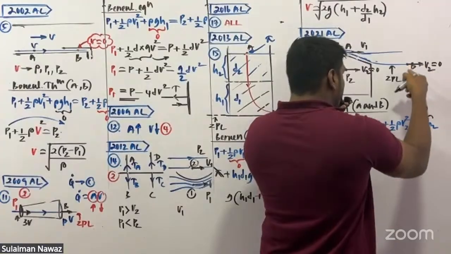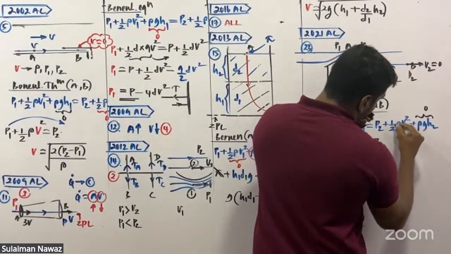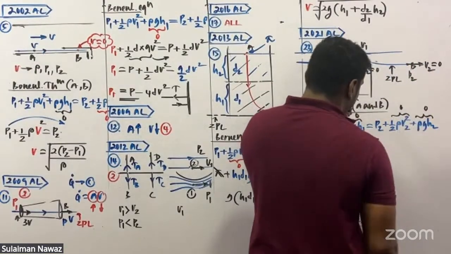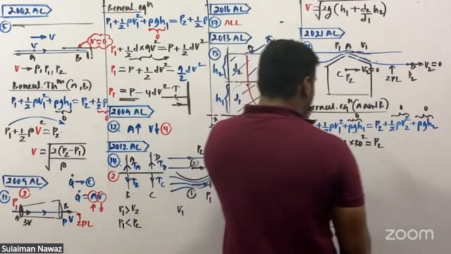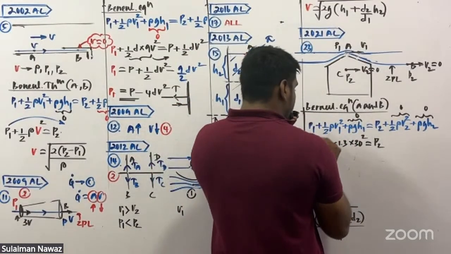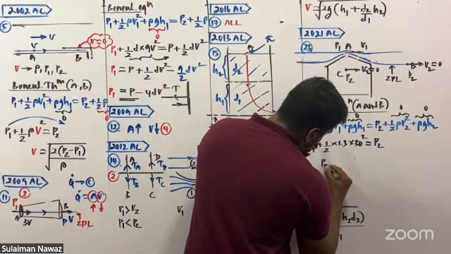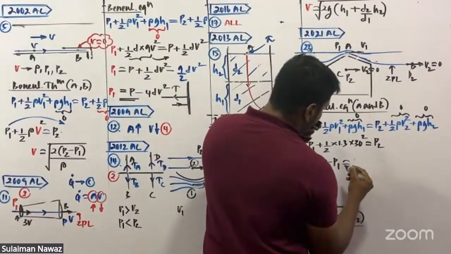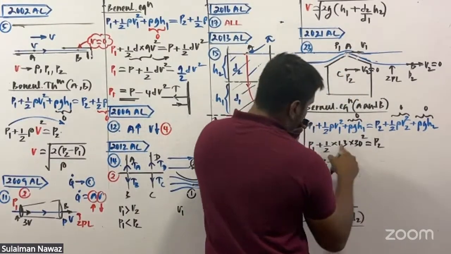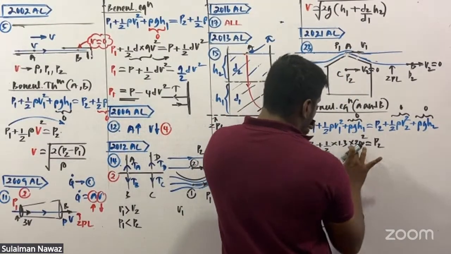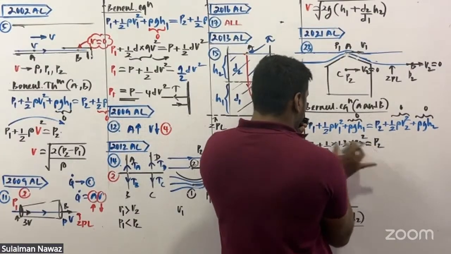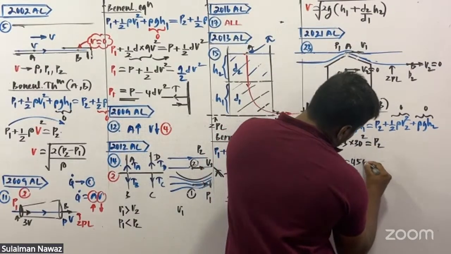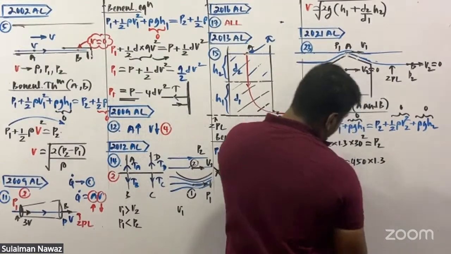Velocity of the air at point B is 0. This term is also going to be 0. Okay. Now, if I move the speed term to that side, I can write P2 minus P1 going to be half times 1.3 times 30 squared. 30 squared means 900. 900 over 2 means 450 into 1.3 something.